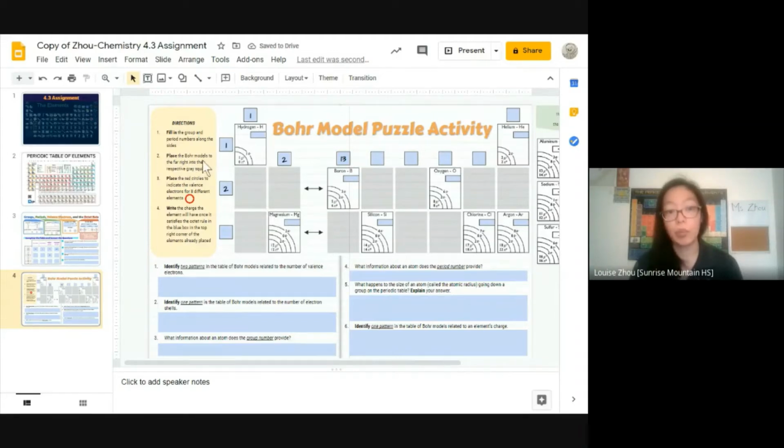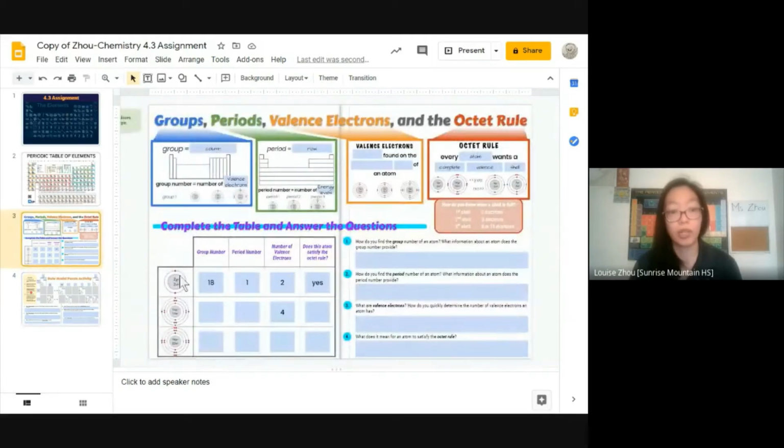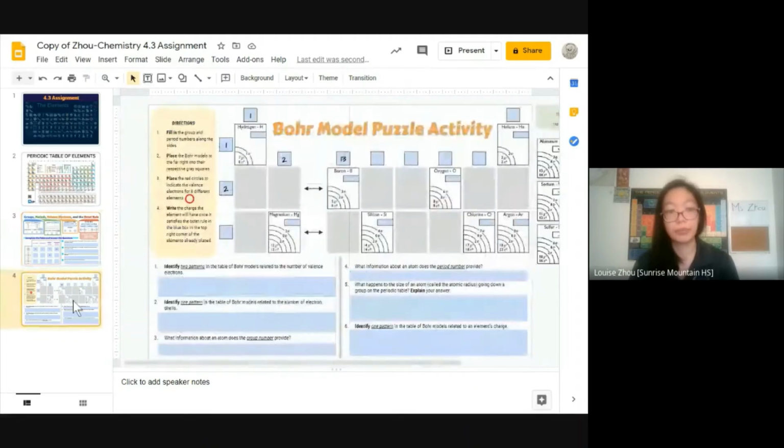Step 2, place the Bohr models. So these pictures right here are Bohr models. Here's another way to draw Bohr models. It's named after the scientist Niels Bohr, and he created the simplified version of drawing an atom where you show your protons and neutrons sometimes, and you show how many electrons are around it. So it's an easy way to look at an atom. Here you have Bohr models showing your protons and neutrons and your electrons in each shell.